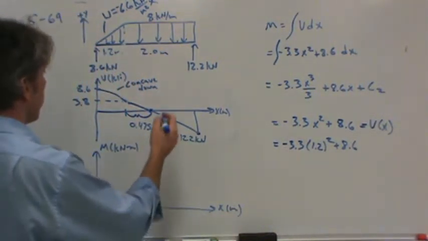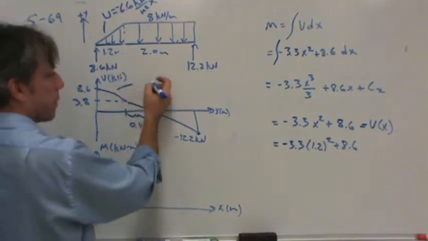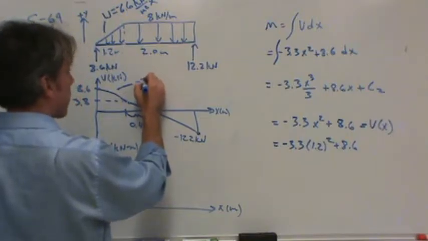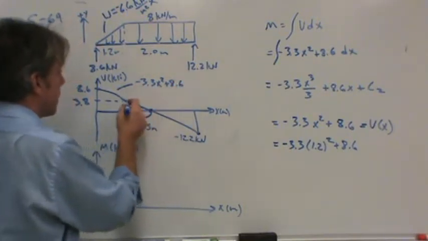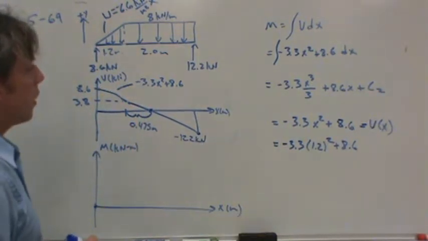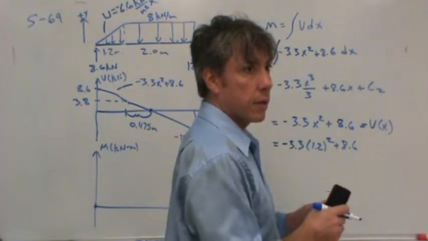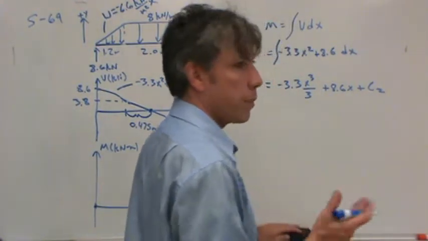Now, before I forget it, let's not just say concave down. Let's write the equation here. This would be negative 3.3 x squared plus 8.6. That's the equation of that curve. Okay. Anybody lost? Are we still okay? Questions? All right. I assume you've done this before, correct?